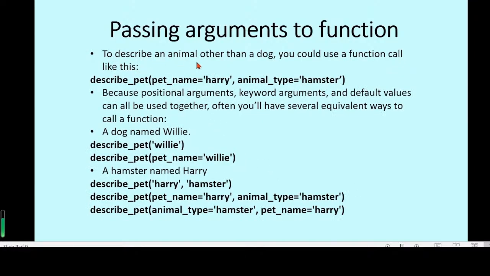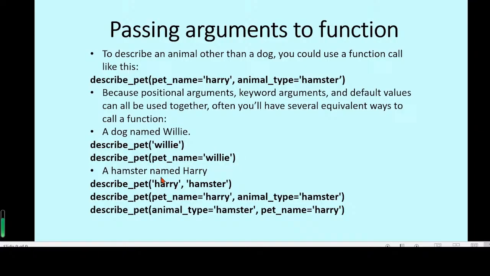And to describe an animal other than a dog, you could use a function call like this. If we describe a pet, but the pet is not a dog, we have to input pet name is Harry and animal type is hamster. Because positional arguments, keyword arguments, and default values can be used together, often you will have several equivalent ways to call a function. For example, we have a dog, the name is Willy, so we can describe a pet, Willy, which we have seen, and describe a pet name is Willy. These two we have learned.